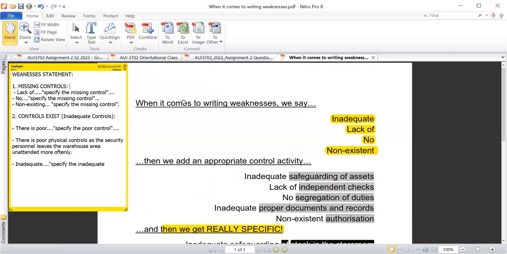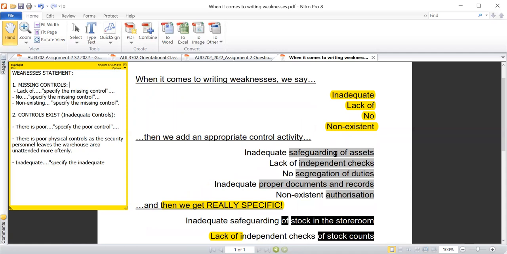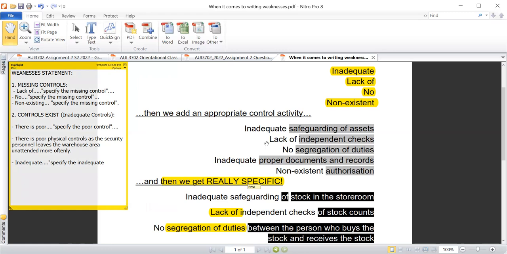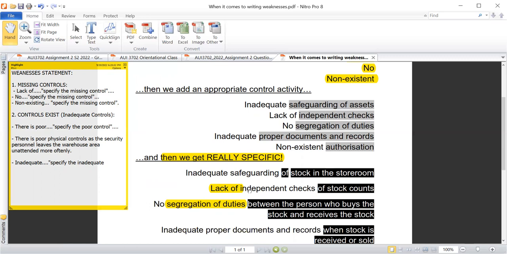But now, as you're writing the weakness statement, it's not only about identifying the control without specifying the actual control activity that is either inadequate or lacking in the case study scenario. What you also need to do is get really specific. So if I'm saying inadequate safeguarding of assets, I need to be very precise. Which assets are we referring to that are not being safeguarded correctly? So I can become more specific and state something like inadequate safeguarding of stock in the storeroom. It's safeguarding of what? Of assets, but which type of assets are these? That's inventory, that's stock in the storeroom. So you now become more specific with evidence in the case study scenario, right?